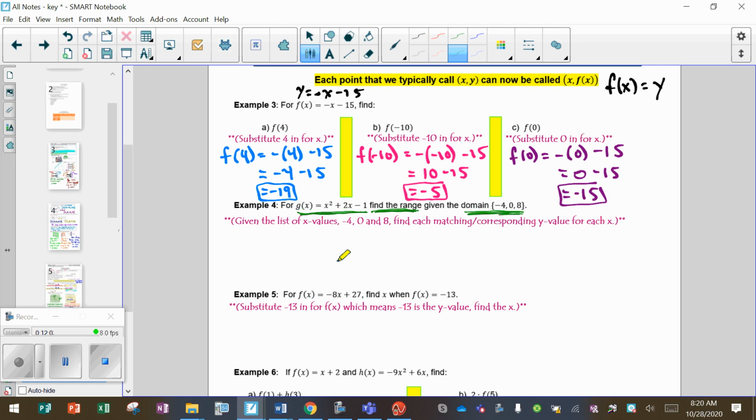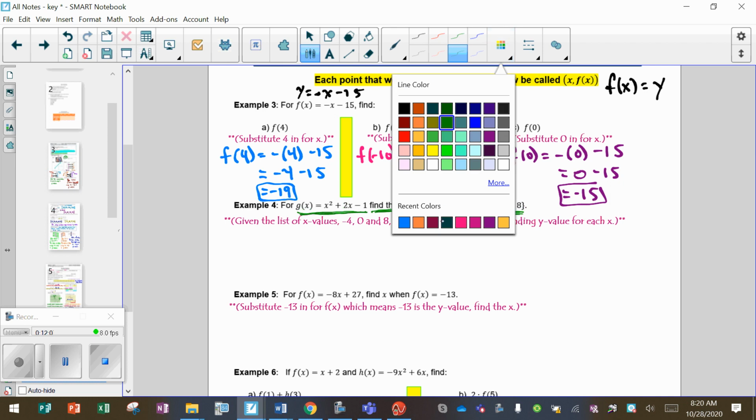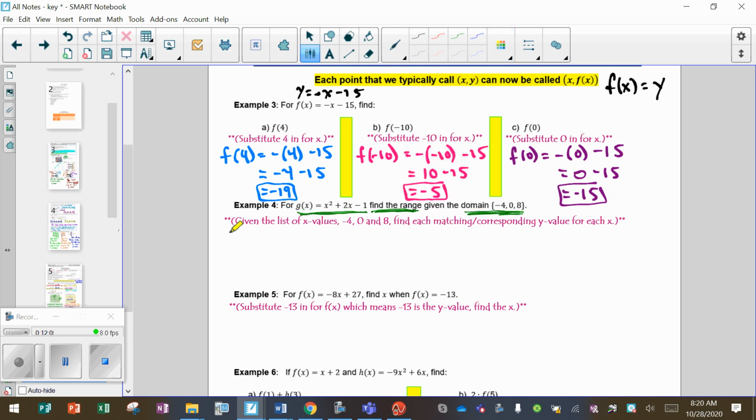So let's start with the first one. We use an X of negative 4. So g of negative 4 means to plug in negative 4 in for each X. You put the same number in for all the X's that are in the equation. Now you can go to your calculator and type this all in at once. And then just hit enter. Make sure you use parentheses around all your values.